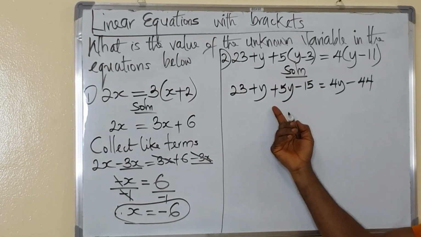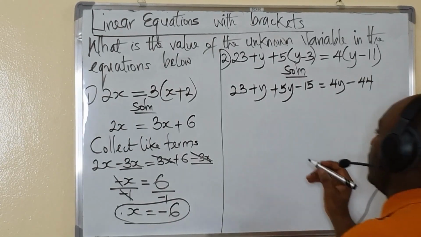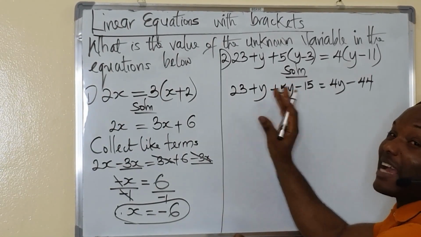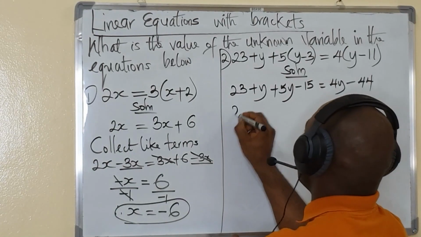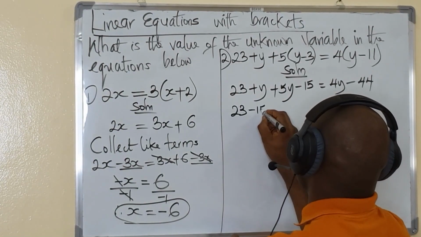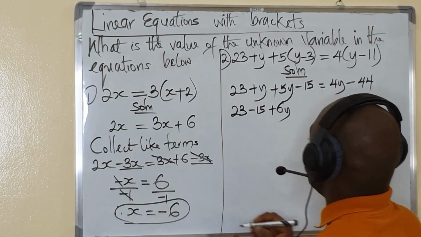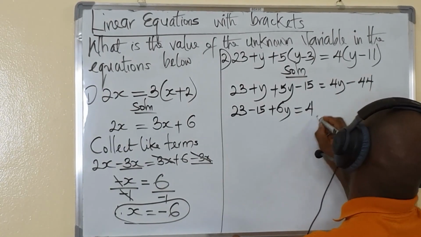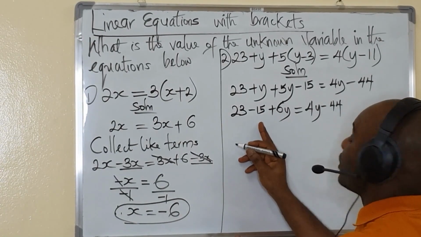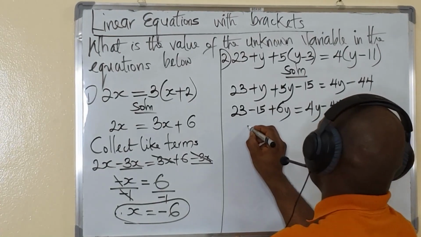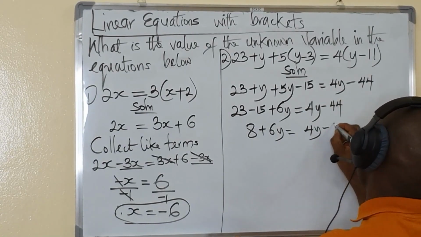At this level, I can simplify the left hand side. Since I have 2 constants and 2 variables, I just simplify them first before I go forward. So I only collect my like terms on the left. Don't worry about the right, we're coming to that. This is 23, this is 15. 23 minus 15 is the constant we have, plus y add 5y gives me 6y. The right hand side remains 4y minus 44. Now 23 minus 15 gives us the number 8. So I write down 8 plus 6y equals 4y minus 44.